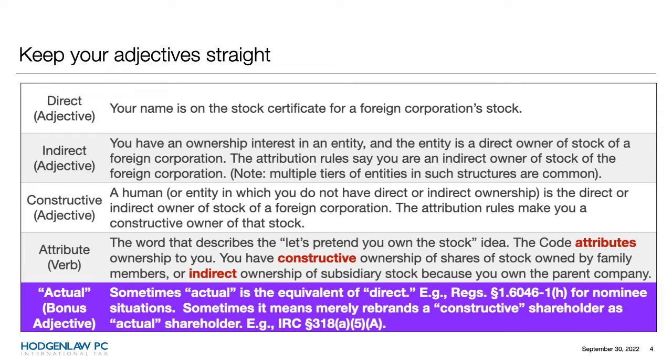And then there's this final thing in bright purple down at the bottom, where quite often in the code or the regs you'll find the phrase "actual shareholder." And really what it's just doing is saying, we've for some reason decided that you are a shareholder because your dad is a shareholder, and therefore you are a constructive owner of your dad's stock, but we're going to treat you as an actual, for real shareholder for purposes of further attribution or other purposes. So just watch out for the word "actual."